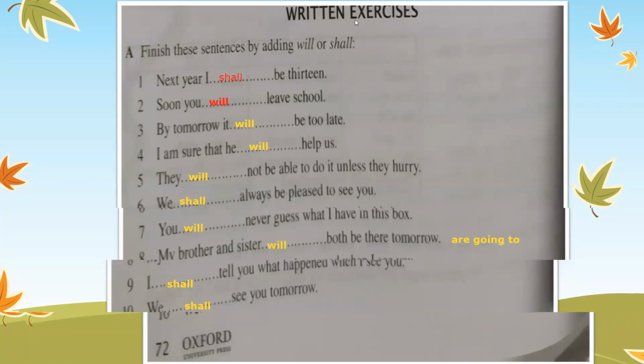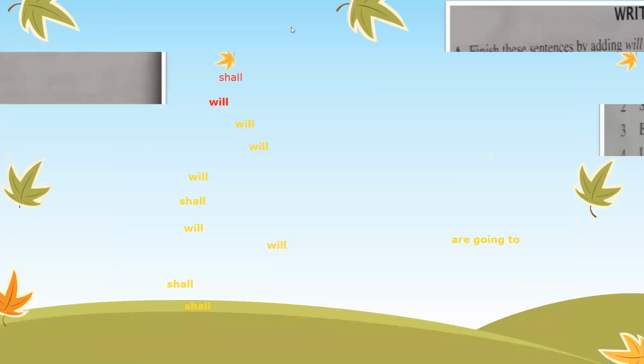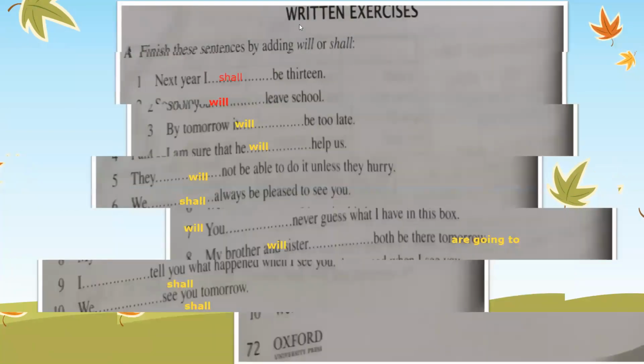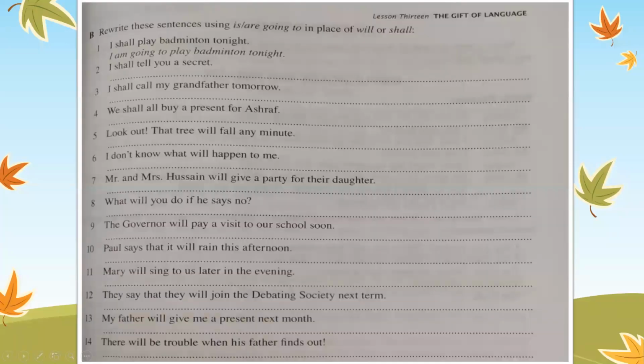Now we are going to page number 73. On page number 73, dear students, we have exercise B. It was written exercise A, now we have written exercise B. And what is the question? You can see very well over here. Yes, the question is here: rewrite these sentences using is, am, are going to in place of will or shall.